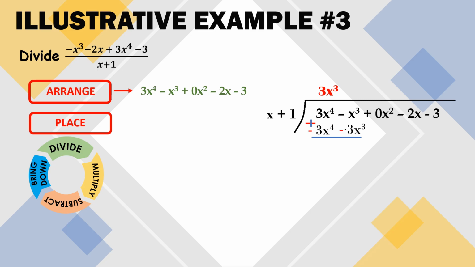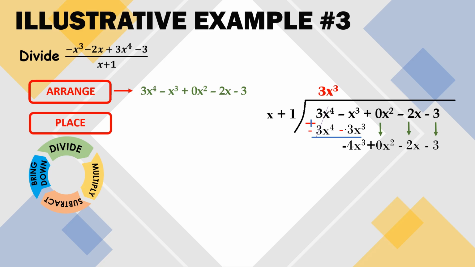So we will now have 3x raised to 4 plus negative 3x raised to 4 is 0. Negative x cubed plus negative 3x cubed is equal to negative 4x cubed. Then after this, we're going to bring down the remaining terms. So we'll have the 0x squared, negative 2x, and negative 3. Then we will go back to divide.